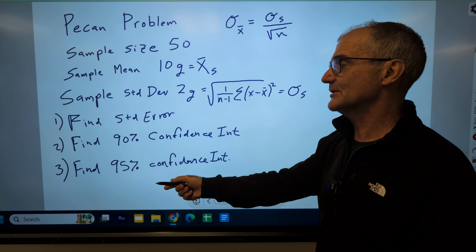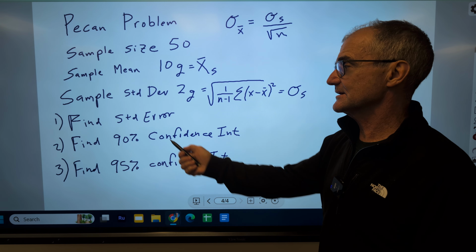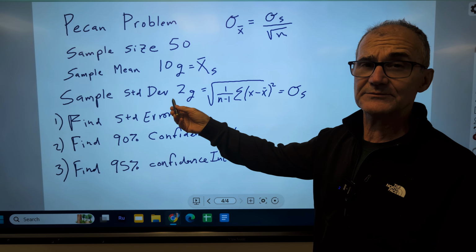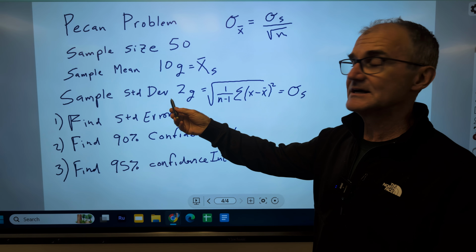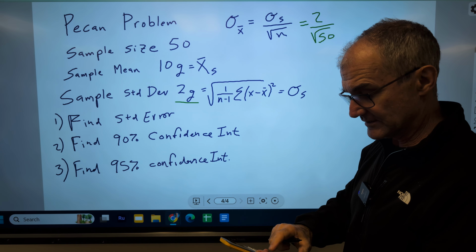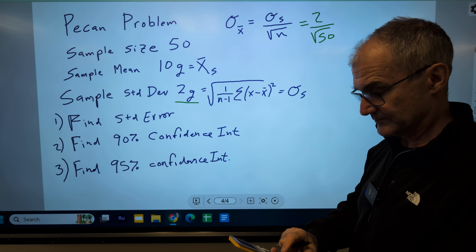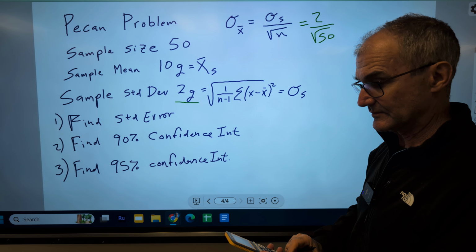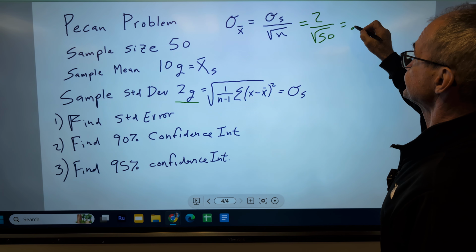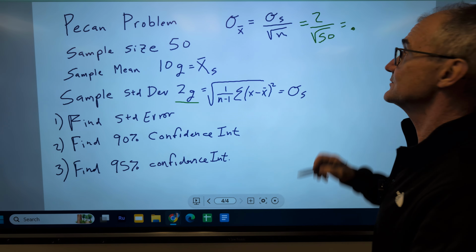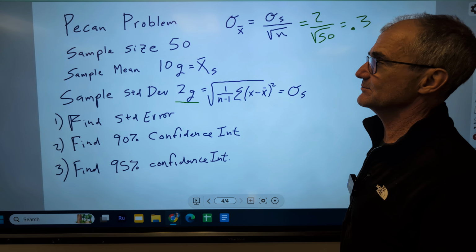So if these are my problems right here, find the standard error. First thing I'm going to do is I'm going to use the standard deviation of the sample that's given and my size of my sample to find my standard error. My standard error will be equal to 2 grams, that's given, divided by the square root of 50, and I get 0.28. I'm going to round this 0.28 to 0.3 for ease of explanation.